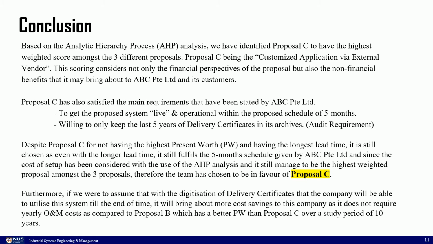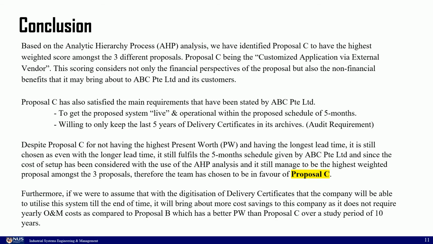Proposal C has also satisfied the main requirements that have been stated by ABC Private Limited, which is to get the proposed system live and operational within the proposed schedule of 5 months, and willing to only keep the last 5 years of delivery certificates in its archives, which is an audit requirement. You may now be wondering, why are we recommending Proposal C despite it not having the highest present worth? Despite Proposal C not having the highest present worth, PW, and it also having the longest lead time, it is still chosen as even with the longer lead time, it still fulfills the 5-month schedule given by ABC Private Limited.